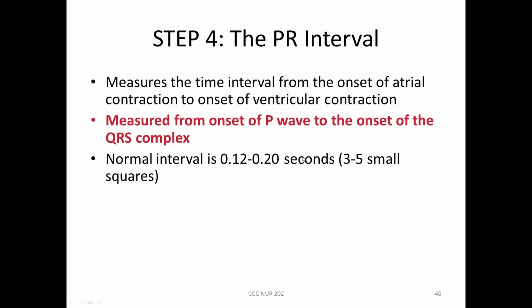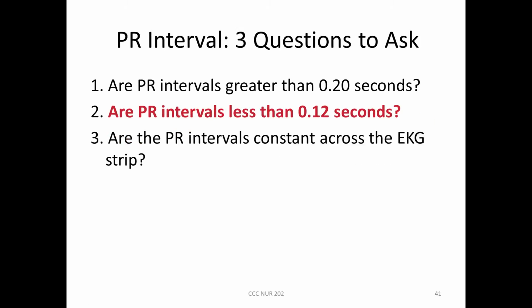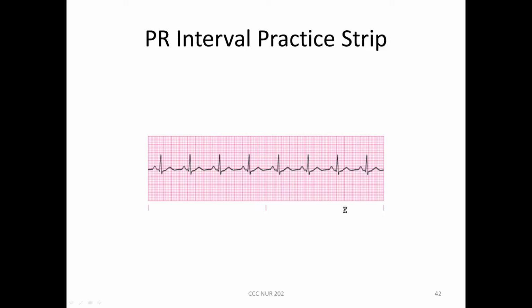So you want to measure the time interval of the onset of the atrial contraction to the onset of the ventricle contraction. So it's measured from the onset of the P wave to the onset of the QRS complex. Normal is 0.12 to 0.20 or 3 to 5 small squares. 3 questions to ask are: are PR intervals greater than 0.20 seconds? Are PR intervals less than 0.12 seconds? And are the PR intervals constant across the EKG strip?